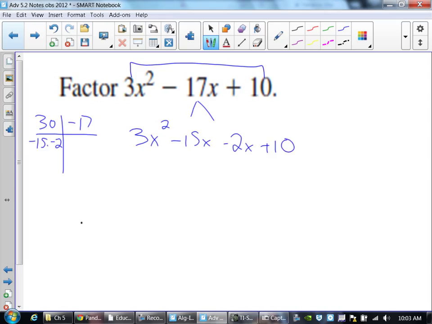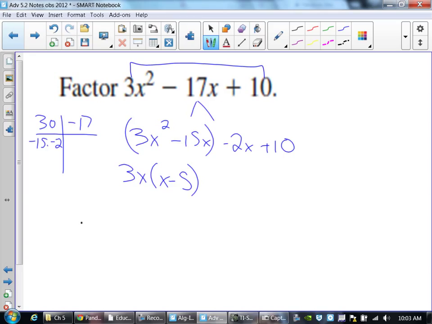And now I take GCFs twice. Okay. I group this first one like that. And what's the GCF of 3x squared and 15x? 3x. So I factor out the 3x, and I'm left with x minus 5.